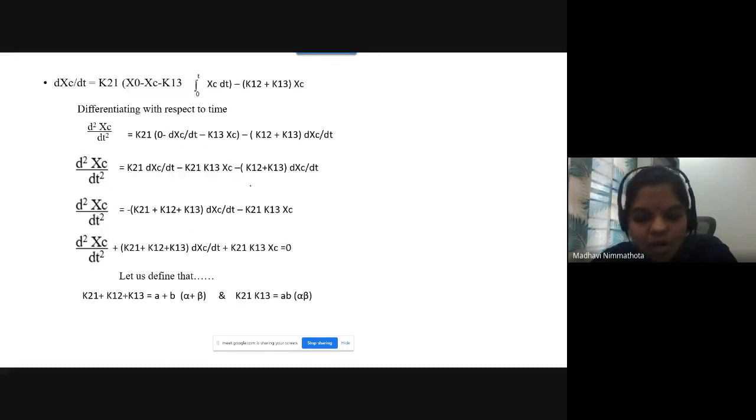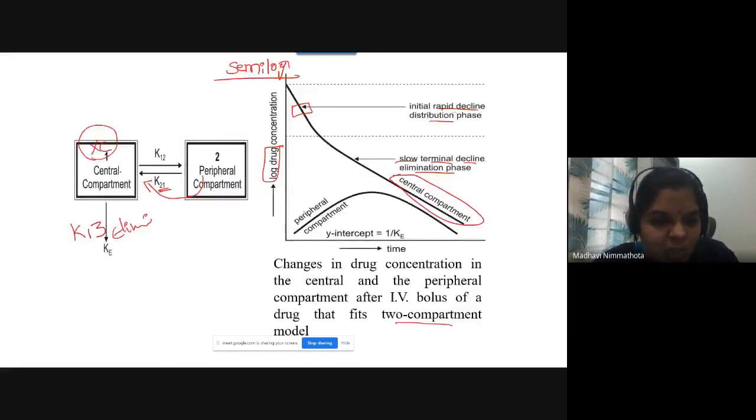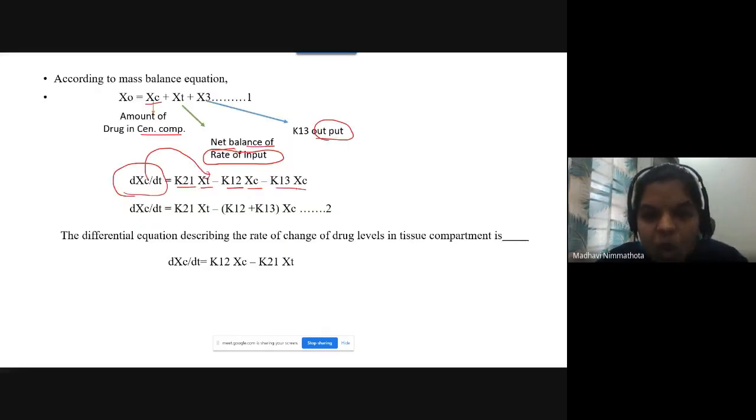K12XC. How will it come? XC is the amount of the drug in the central compartment. So 1 to 2, how much amount of the drug is available from the 1 to 2 compartment? Then 1 to 3 is elimination. That is clear. So that's why how much amount of the drug will remain in the elimination process and how much will remain in the net balance of rate of input. So your basic equation will be like this according to the mass balance equation.